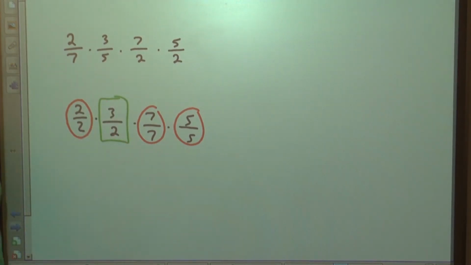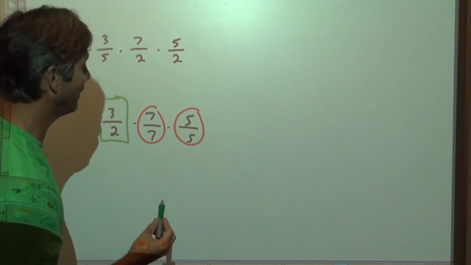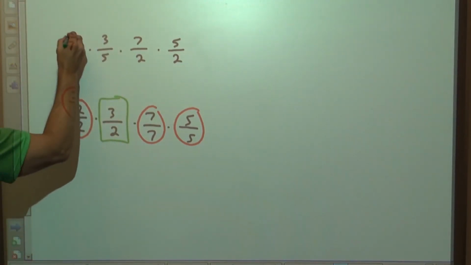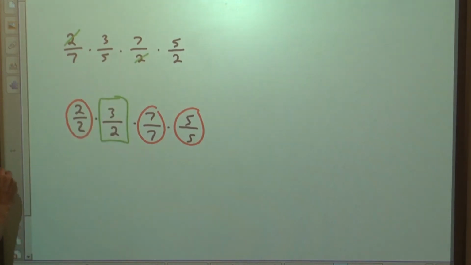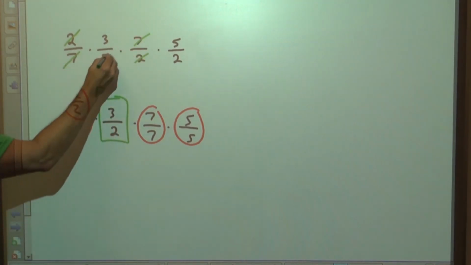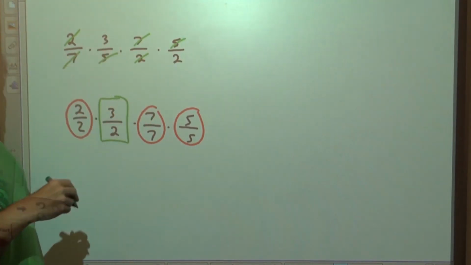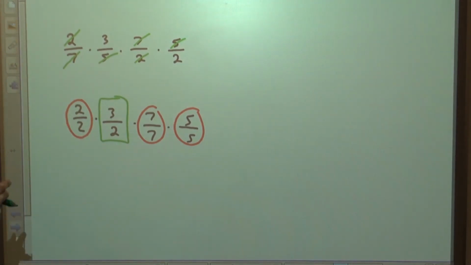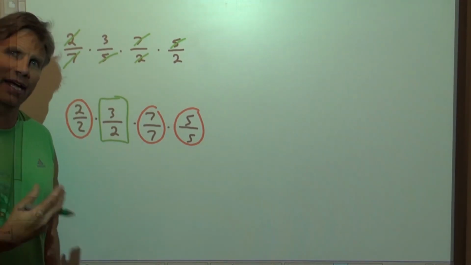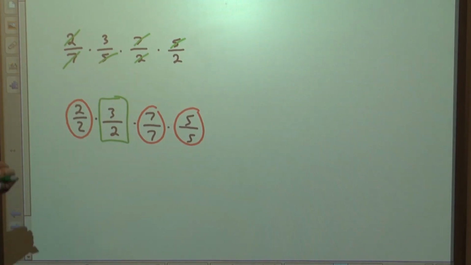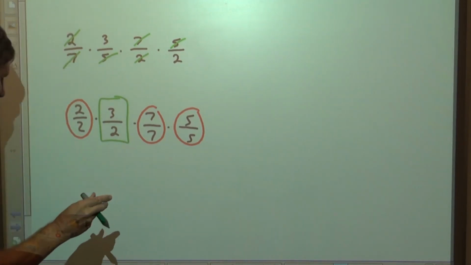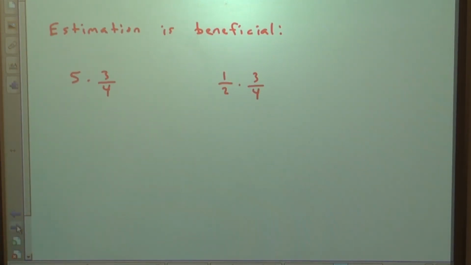But if we want to impress our friends, we can go in and cross-cancel. So we go in and say, oh, look at that. 2 goes into 2 once, 2 goes into 2 once. I can cancel the 7s. Oh, I can cancel the 5s. And I'm left with 3/2. So you want to be proficient with cross-canceling, and the more you understand about fractions, the easier the fractions become as far as working with them.